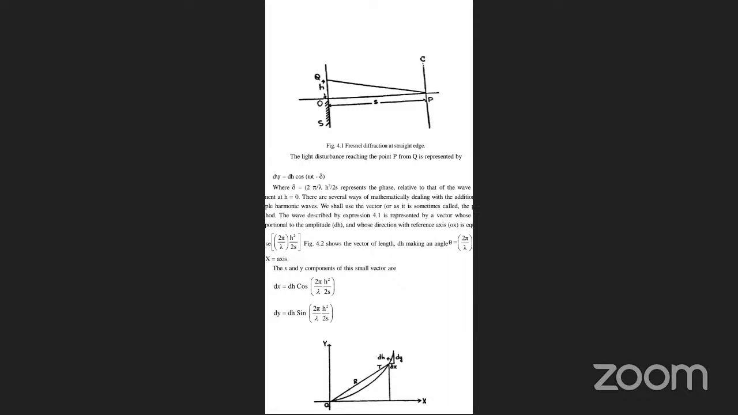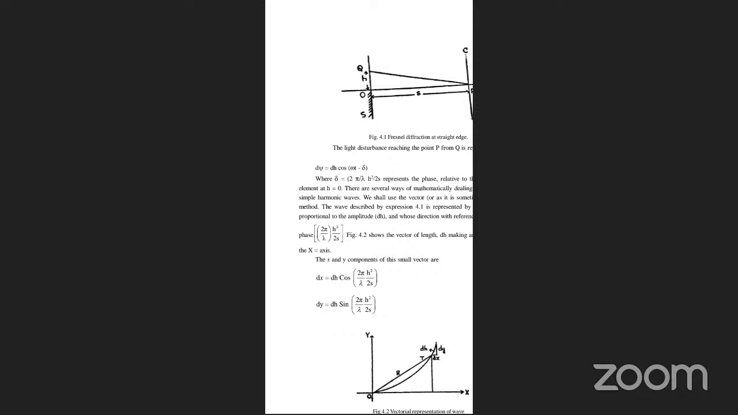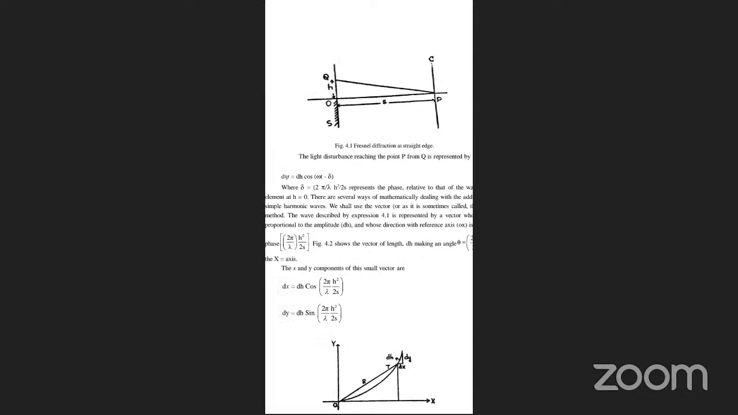They send the waves towards the observation screen C, where these secondary waves combine and produce the diffraction pattern. In this diagram, the amplitude of a secondary wave from an element of length dh situated at a distance h from edge O is proportional to dh.